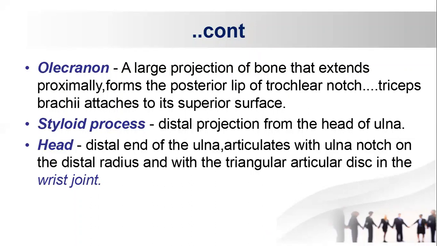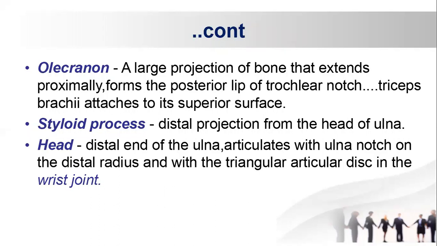Triceps brachii attaches to its superior surface. As you touch the posterior aspect of your upper arm, you can feel the triceps muscle. And remember, this muscle attaches to the olecranon of the ulna. So that's the proximal aspect of the ulna.